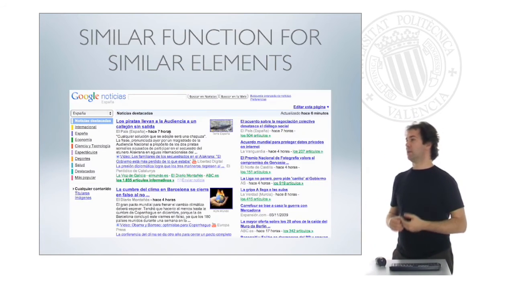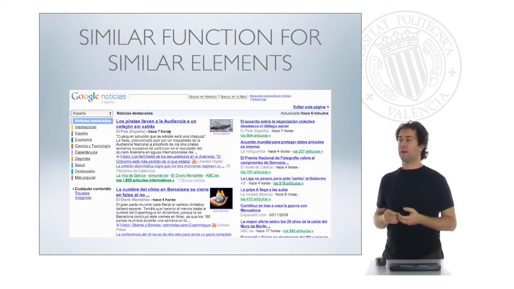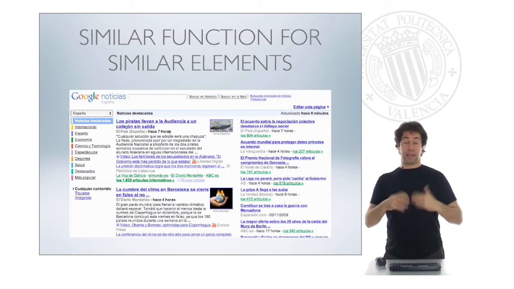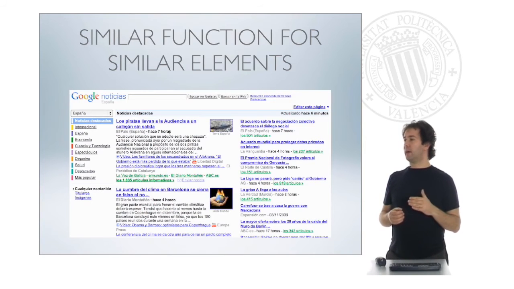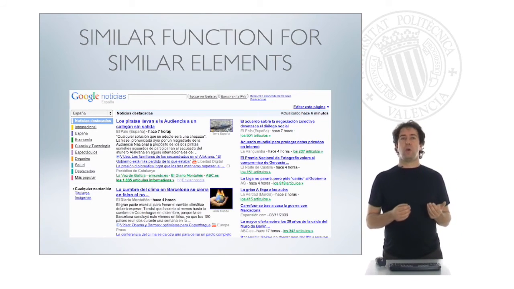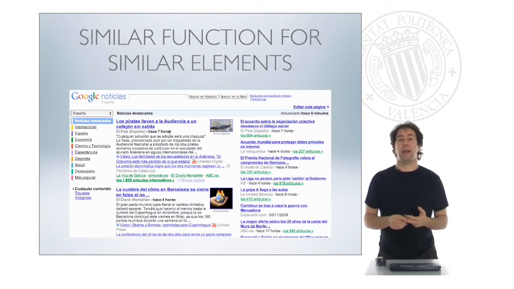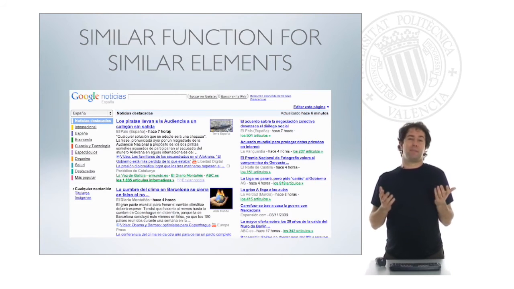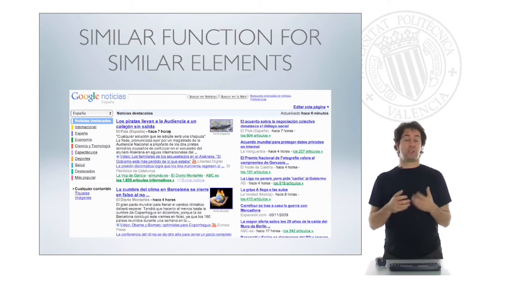Okay, let's see another example. This is a picture of Google News, which is a service of a selection, a search of news that happen every day. As you may know, Google usually uses a very simple design. First, because they want the pages to be downloaded very fast, and probably, my guess is that second, they have chosen this simple appearance.